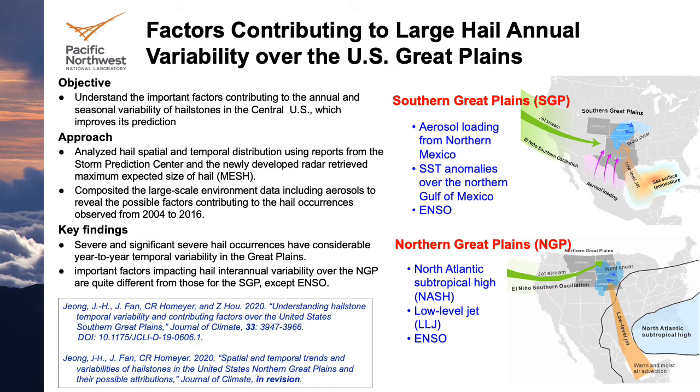Over SGP, the aerosol loading from northern Mexico plays a very significant role. And then the sea surface temperature anomaly over the northern Gulf of Mexico has an impact by controlling jet streams. Then for NGP, the major impact is from the advection of water vapor from the warm region, associated with the North Atlantic subtropical high. Then the ENSO is just an additional common factor.